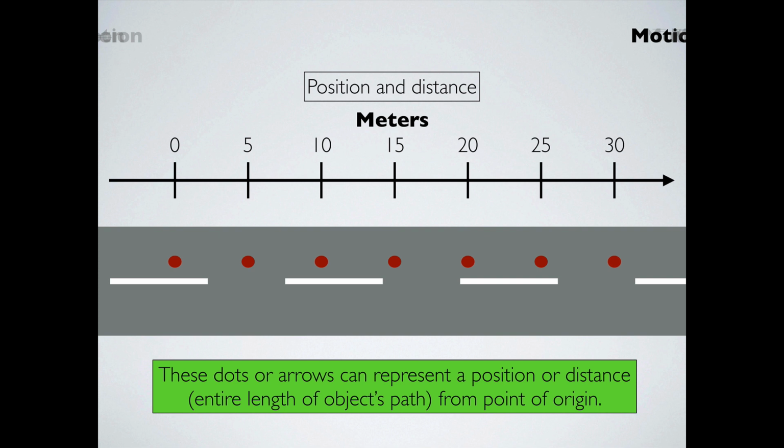Now, we mentioned in lecture today that if our wheel was accelerating, then our dots would be more spaced out. And if our wheel was decelerating, our dots would be more constricted together. They'd be closer together.